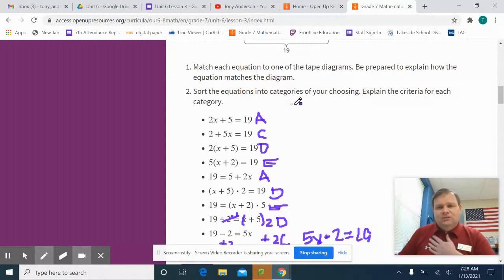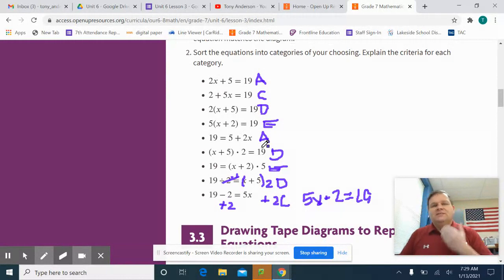Now the second part of this says sort the equations into categories of your choosing. That's your choosing. You do need to be able to explain your criteria. I would probably put 2 groups, and I would put those that have the whole quantities being multiplied by something, and then those that do not have the whole quantity, only the variable is being multiplied by something. Your groupings is completely up to you, but you must be able to explain how you divided those up.